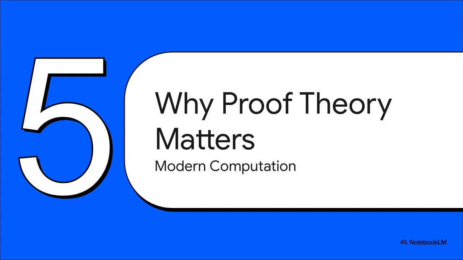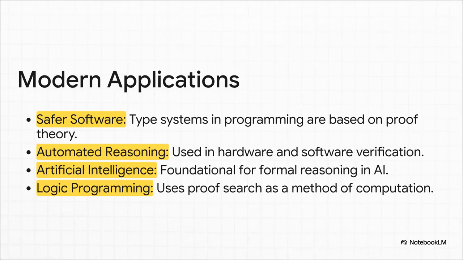So after all of this abstract, foundational stuff, you might be wondering, okay, why should I actually care about this? Well, because its impact is pretty much all around us. Seriously, the ideas that grew out of proof theory are not just theoretical curiosities. They are the engine behind the very type systems in modern programming languages that make our software safer and more reliable. They power the automated reasoning tools that verify a new computer chip is designed correctly before it costs millions to manufacture. And they're totally foundational for artificial intelligence and logic programming, fields trying to build machines that can reason and solve problems on their own.